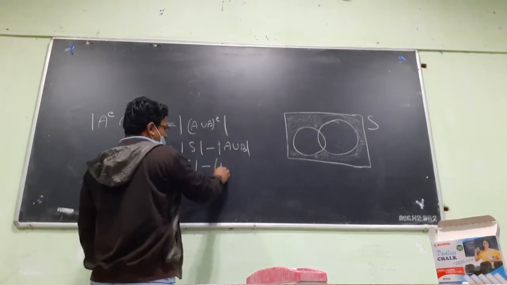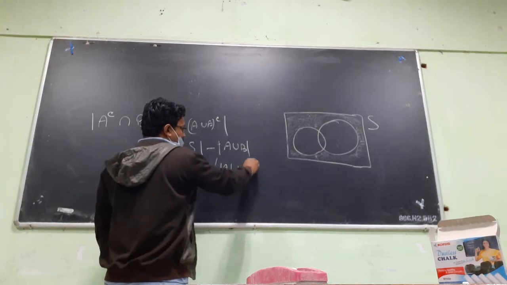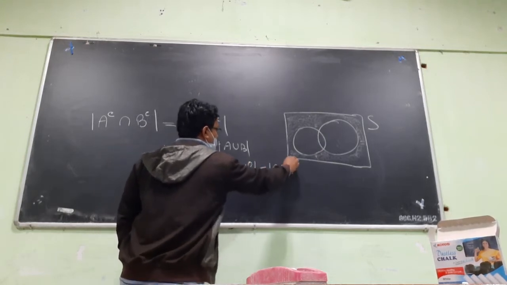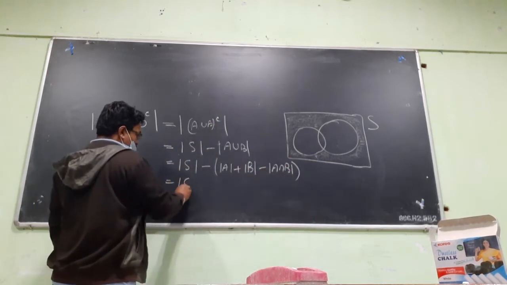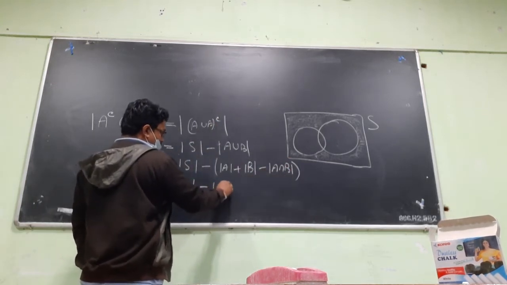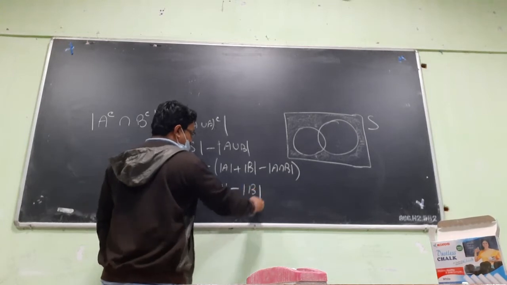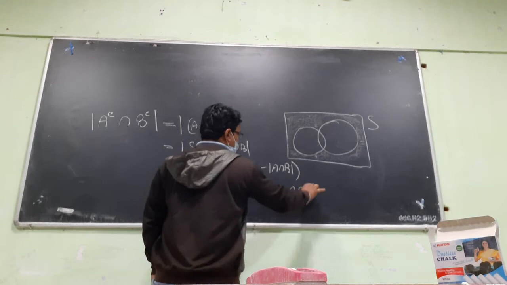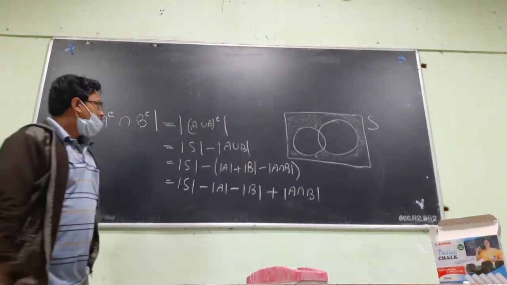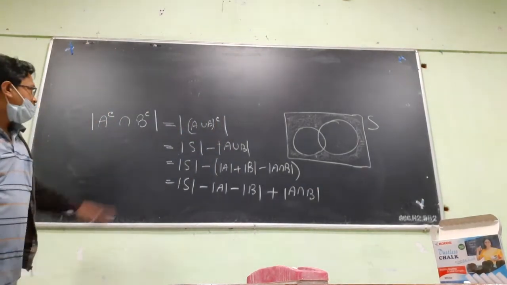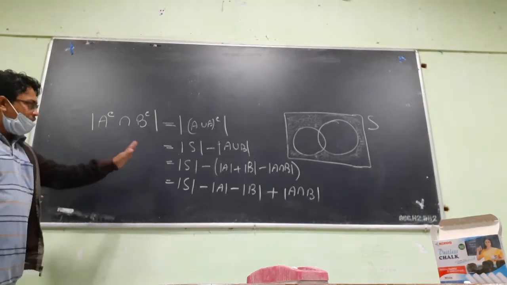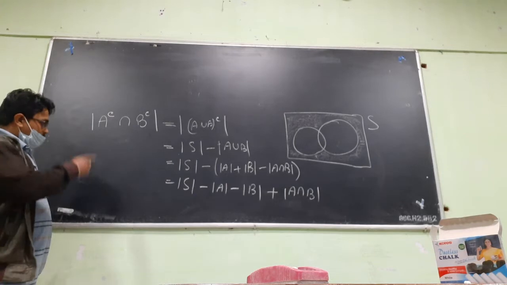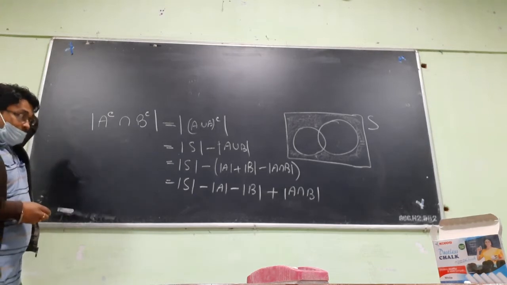This comes out to be the number of elements of A plus the number of elements of B minus the number of elements of A intersection B. So this is the number of elements of S minus the number of elements of A minus the number of elements of B plus the number of elements of A intersection B. This is the formula that we all know for two sets. Now I wanted to discuss this in terms of the inclusion-exclusion principle.